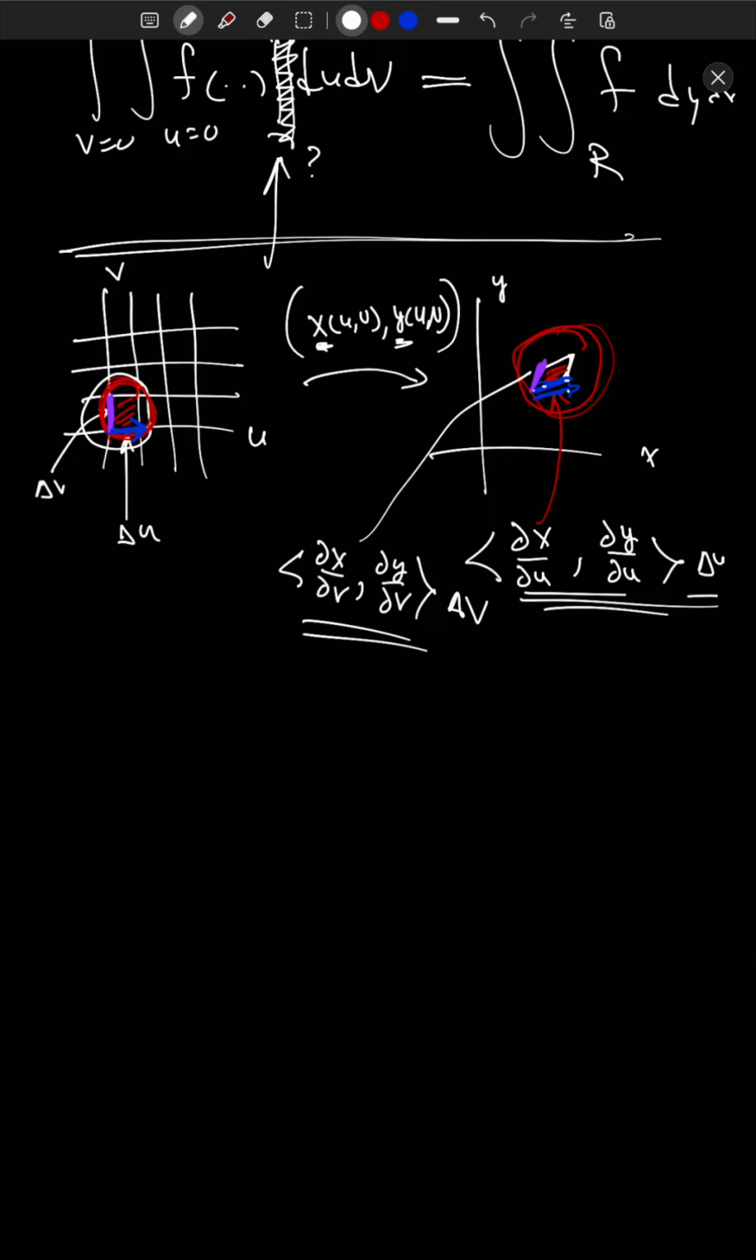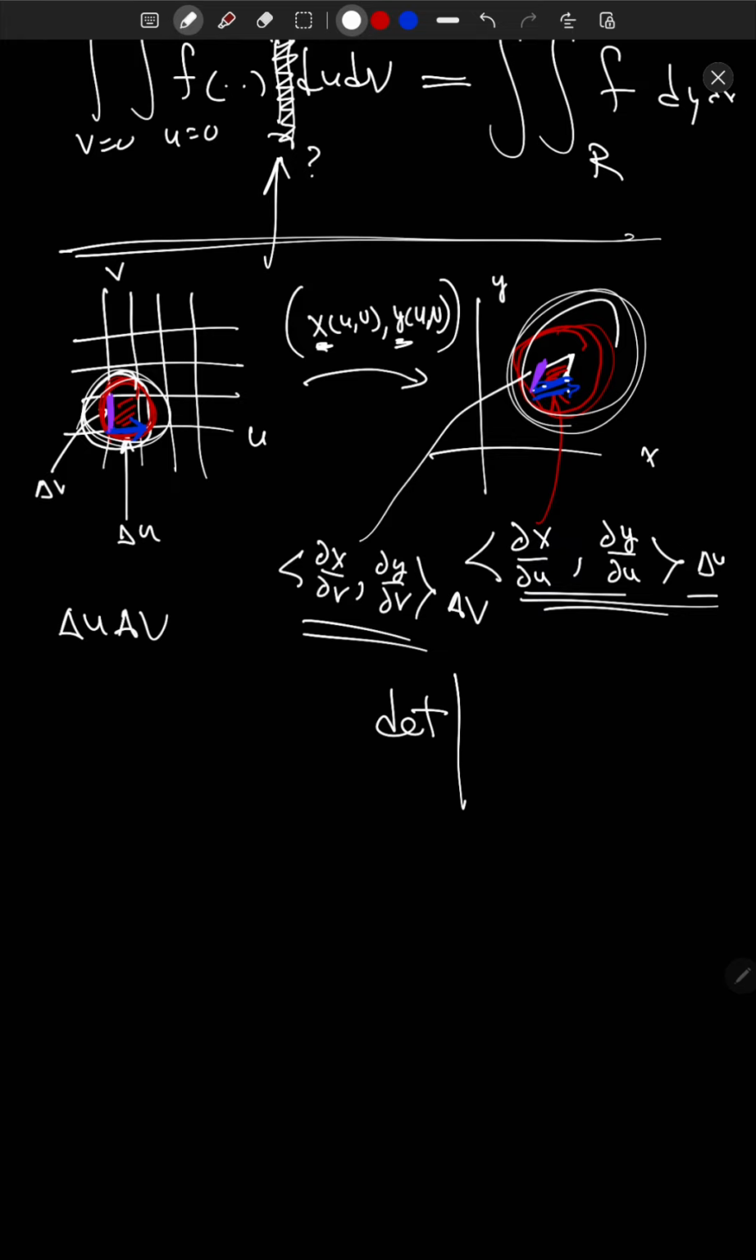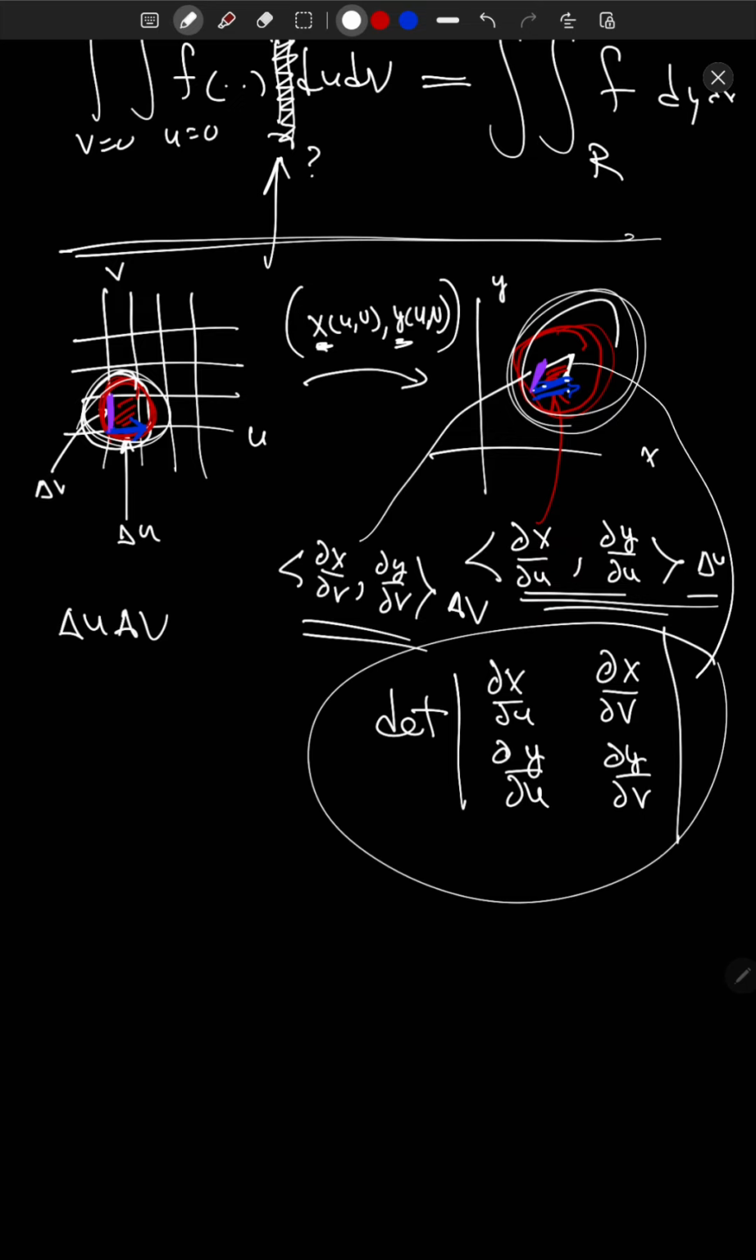All right, so the area on this left-hand side is delta u, delta v, of this rectangle here. But the area of this parallelogram, if you think about it, is actually going to be the determinant of dx du, dy du, dx dv, dy dv. So this right here essentially gives the area of that parallelogram, and then times delta u, delta v.